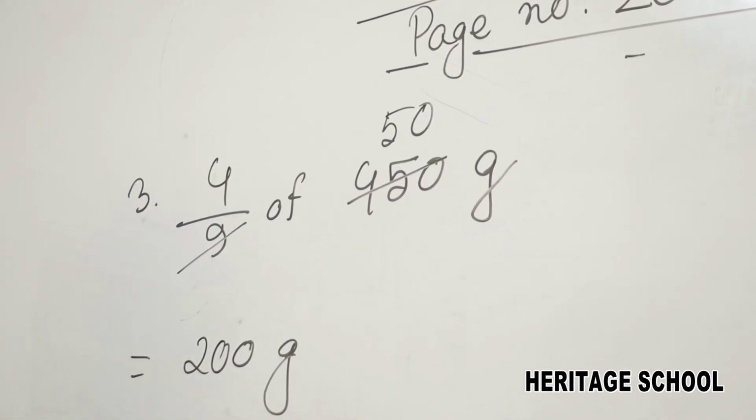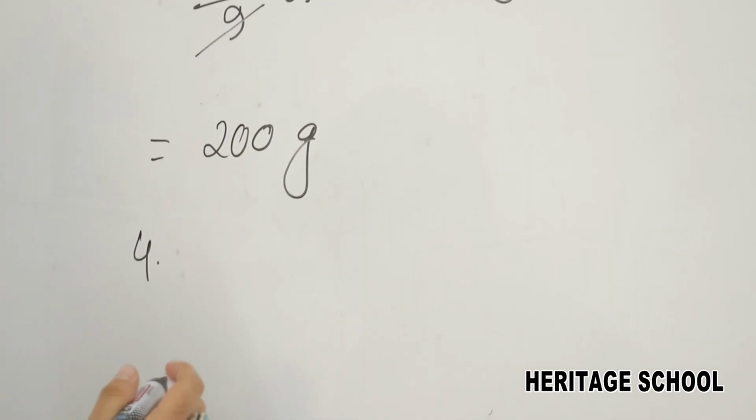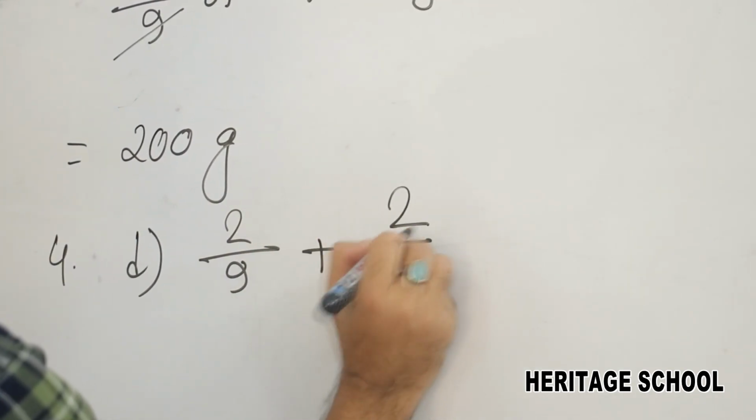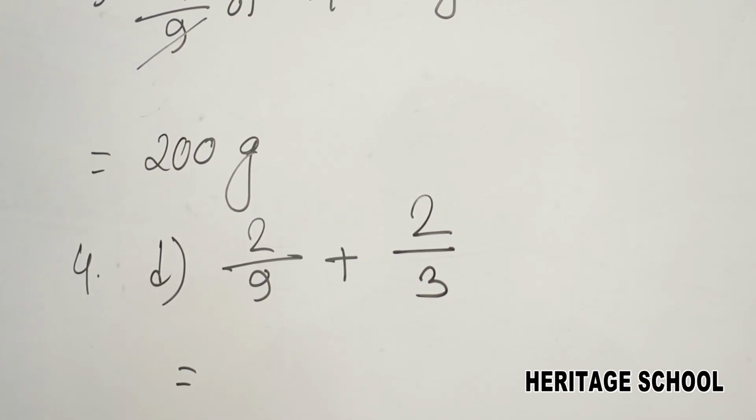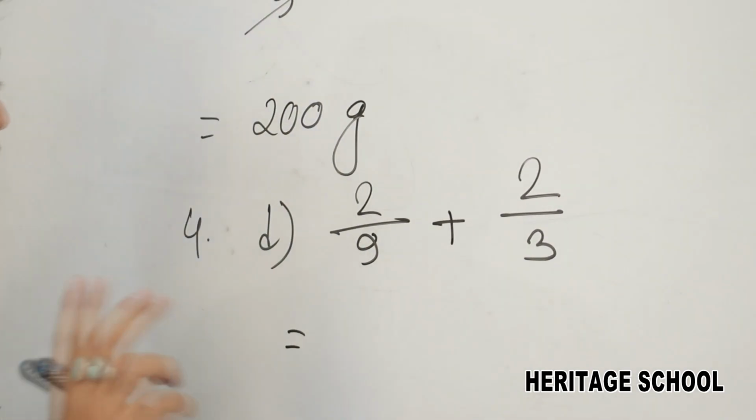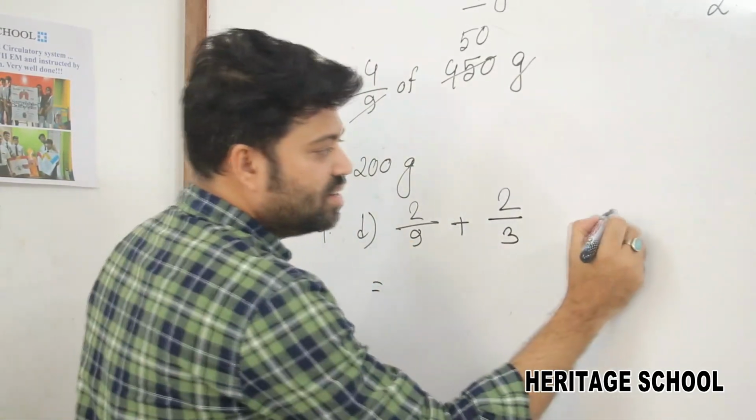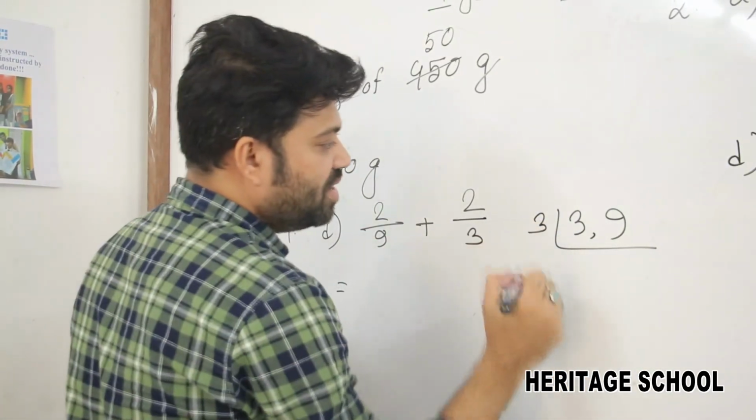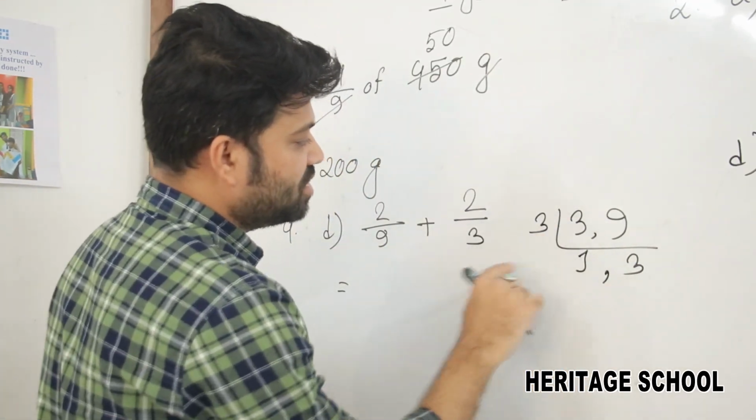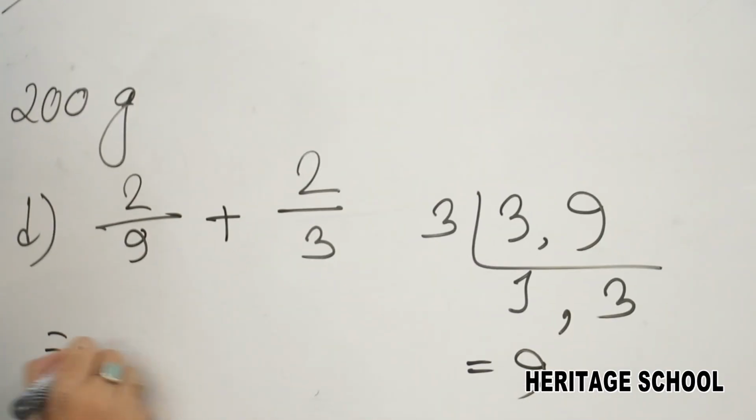Number 4, let's solve this as a simple sum of additions. I am solving one math from number 4. 4D: 2/9 plus 2/3. As you know the rule, to add two fractions we have to find the LCM of our denominators. The denominators are 3 and 9. What is the LCM of 3 and 9? If I divide both numbers by 3, 3 1s are 3 and 3 3s are 9. Multiply all the factors: 3 times 1 times 3 is 9. The LCM is 9, so I am writing 9 here.